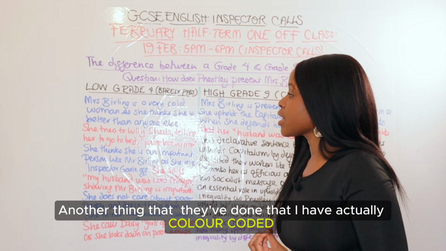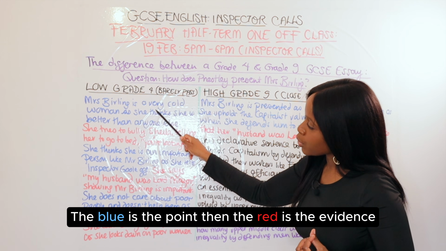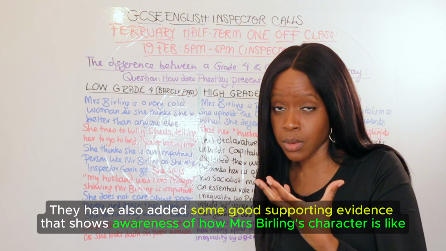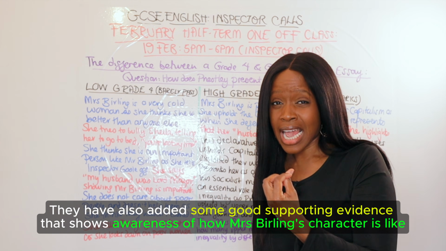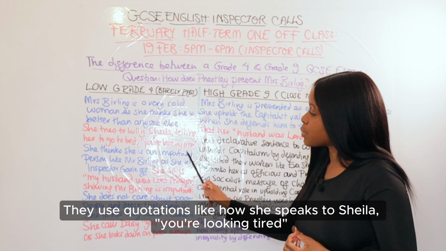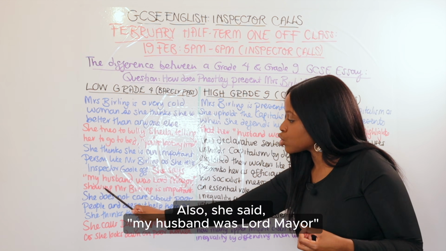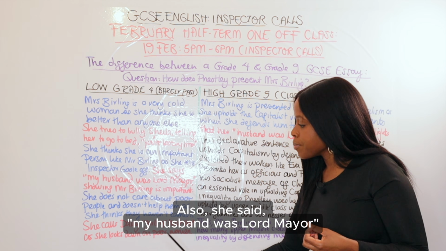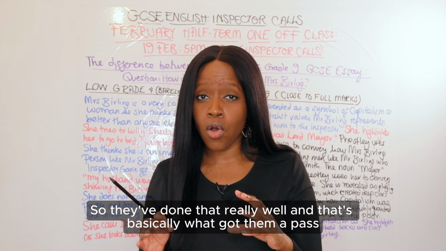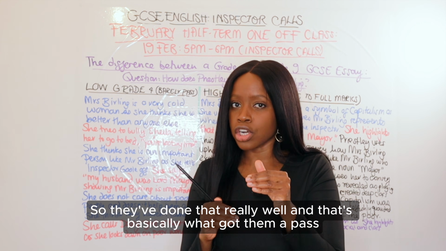In this case, they were asked to talk about how Mrs. Birling is presented, therefore they keep on referring back to Mrs. Birling. Another thing that they've done, and I've color coded it, okay, so the blue is the point, then the red is the evidence. They have also added some good supporting evidence that shows their awareness of how Mrs. Birling's character is, okay, so they use quotations like how she speaks to Sheila, you're looking tired. Also, she said, you know, my husband is Lord Mayor. And also she says girls of that class, okay? So they've done that really well, and that's basically what got them just about a pass.